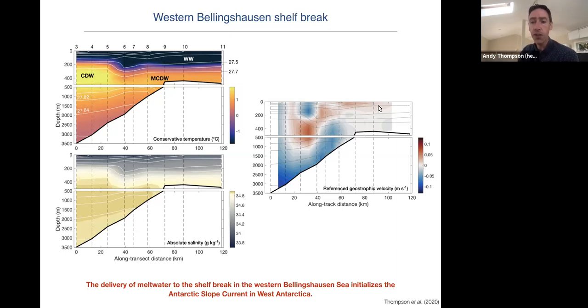And so what we've argued is it is this delivery of this warm circumpolar deep water, delivery of this glacially modified winter water, this meltwater that comes out at the shelf break here, that establishes this density gradient and supports a westward flow, which we take to be the first instance of the Antarctic Slope Current in West Antarctica, which has been observed as we move westward towards the Amundsen Sea, and certainly when you get past the Ross Sea into eastern parts of Antarctica.